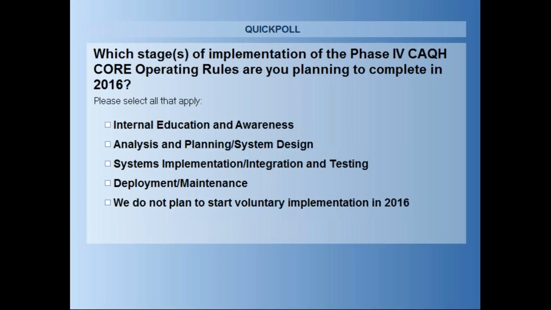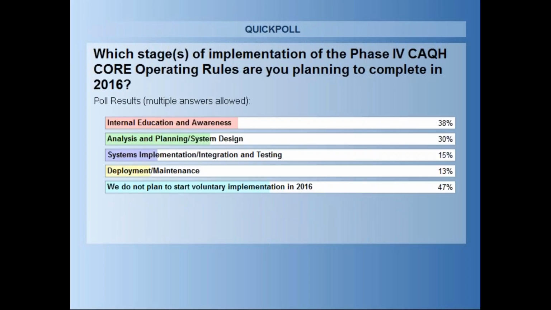We have about 57% answered, and I will share the results. The largest percentage, 47%, indicate that they're not planning on starting to voluntarily implement this year, followed by 38% starting internal education and awareness, so we're happy that you're on this webinar. 30% indicate analysis and planning or systems design, and then 15%, about 13% equal about systems implementation or integration and testing, as well as deployment and maintenance.